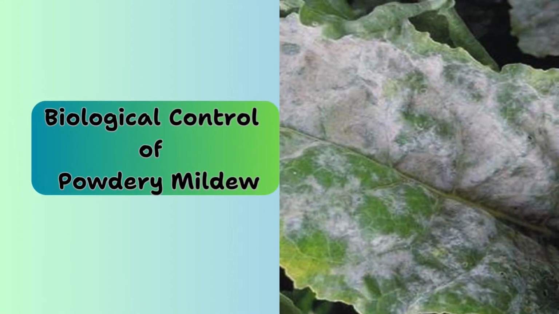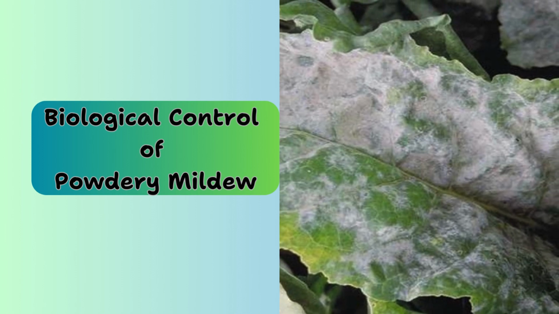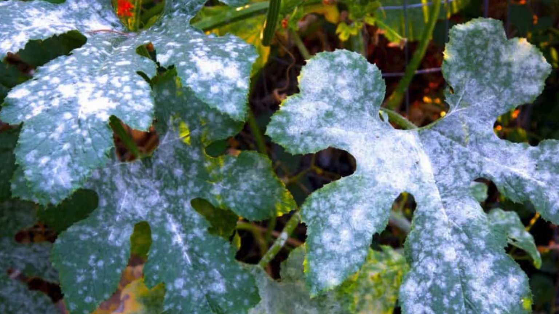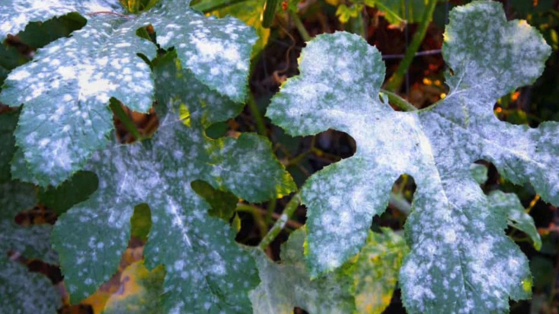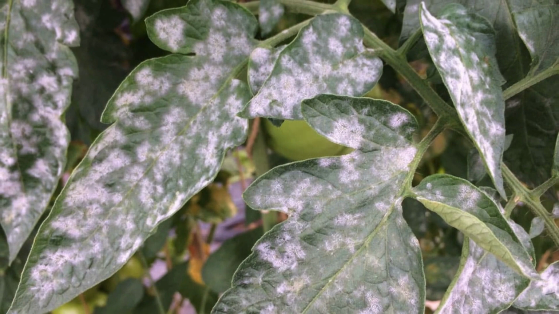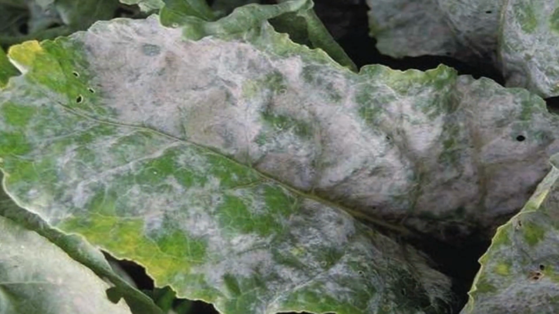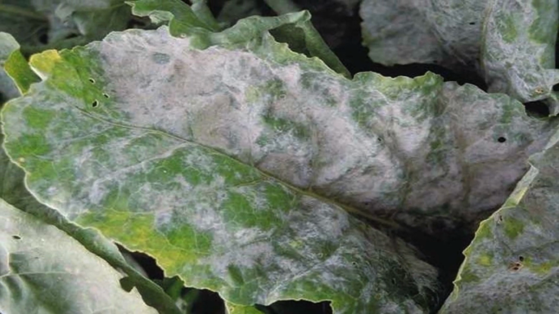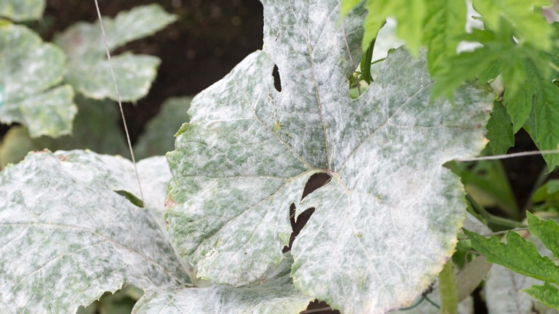In this video, we'll learn more about powdery mildew, what it is, and how to control it biologically. Powdery mildew is a fungal disease that appears as a white, powdery growth on the leaves, stems, and flowers of various plants. It really thrives in warm, dry conditions and can affect a wide range of host plants, and this includes roses, cucumbers, squash, and grapes.